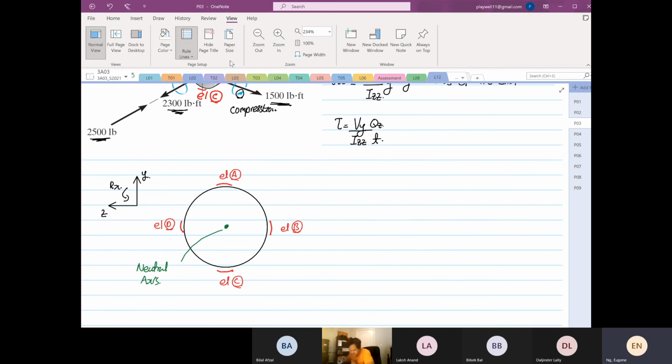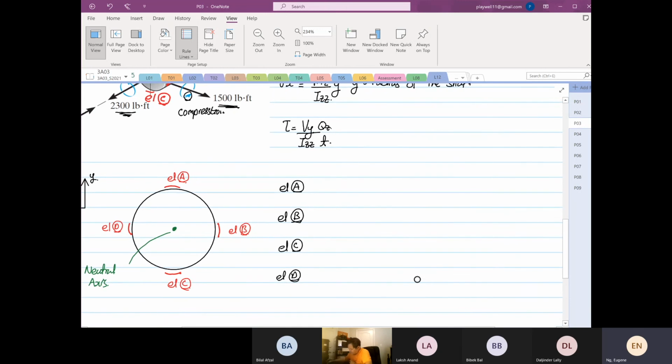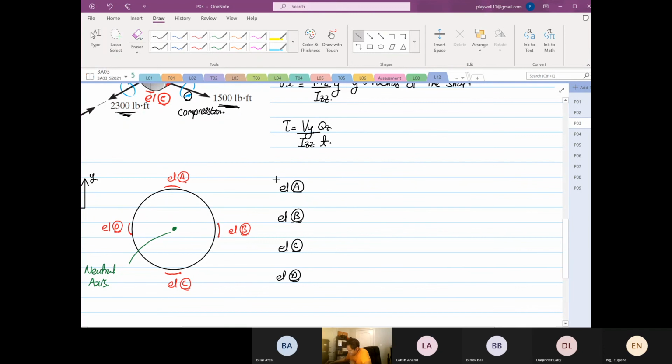So we will have our element A, element B, element C, and element D. Okay. So we are going to look at different aspects of the stress field now. So the first one we will look at, let's look at Px over A.